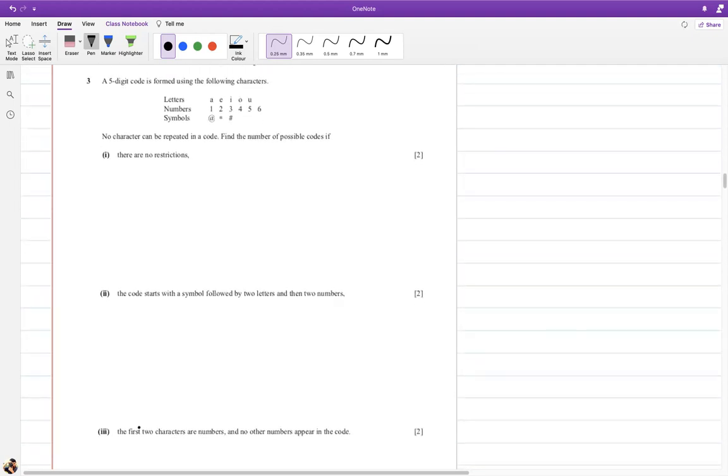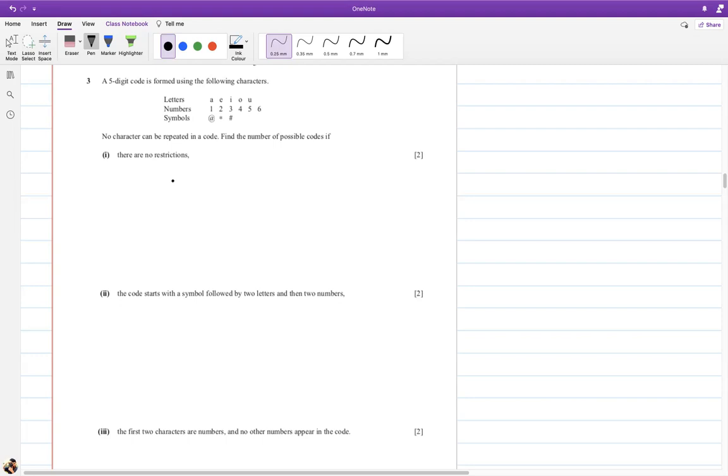Permutations and combinations. All right, so a 5-digit code is formed using the following characters. You have 5 letters, 6 numbers, and 3 symbols, and you can't repeat any of them. So that is 5 plus 6 plus 3, which is 14, right? So you have no restriction, and you want to choose any 5 of them.